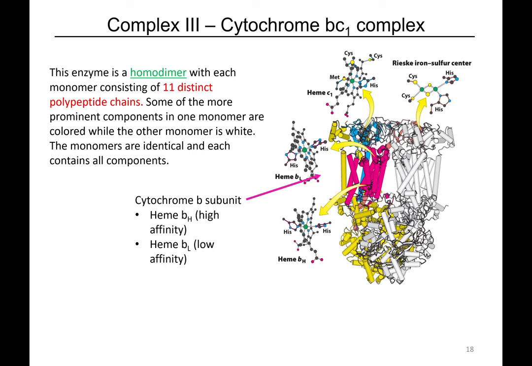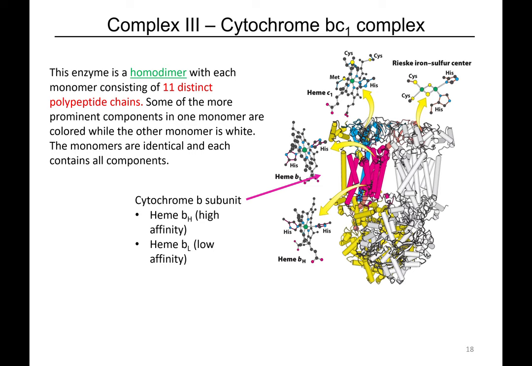We also see there's 2 different types of cytochrome Bs. There's a BH and a BL, which stands for high affinity and low affinity. All this means is that the reduction potential is a little bit different. It is more favorable to reduce the BH than it is the BL. The BH has a higher affinity for electrons.